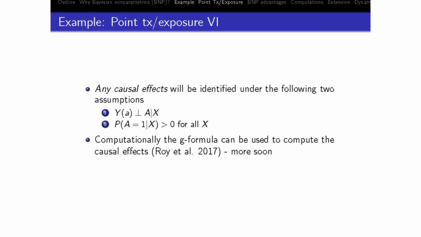And then under standard causal assumptions, like ignorability and positivity, and I'll talk a little bit more about positivity at the end, any causal effects will be identified using what I just specified as the observed data model. Okay, so that's just the model for the observed data. It's not a causal model or anything like that. I'm just modeling the observed data. And then the G formula can be used to compute causal effects, and I'll talk a little bit more about that.